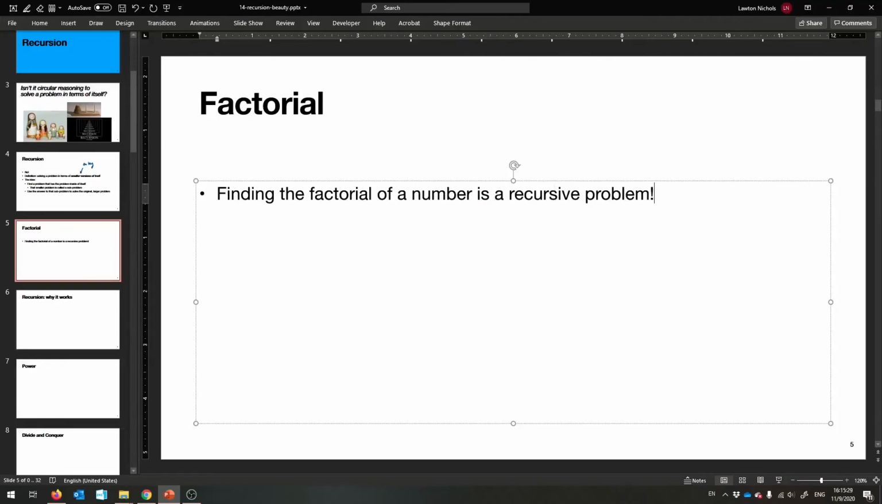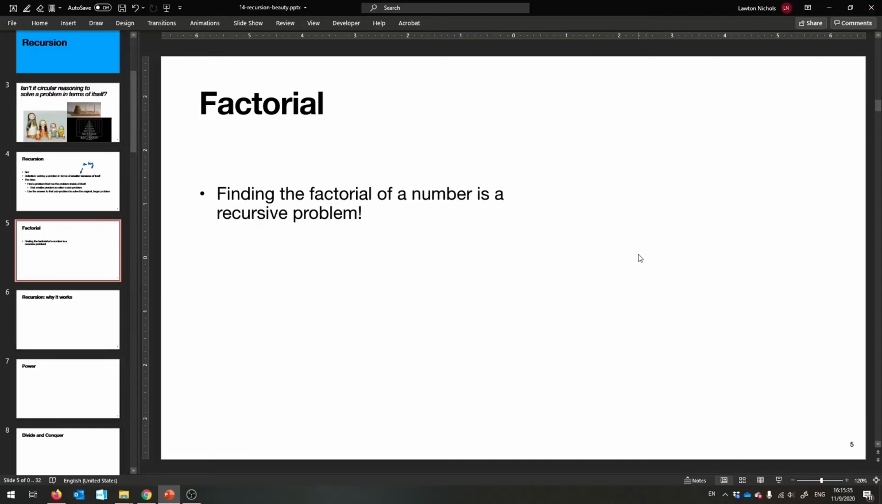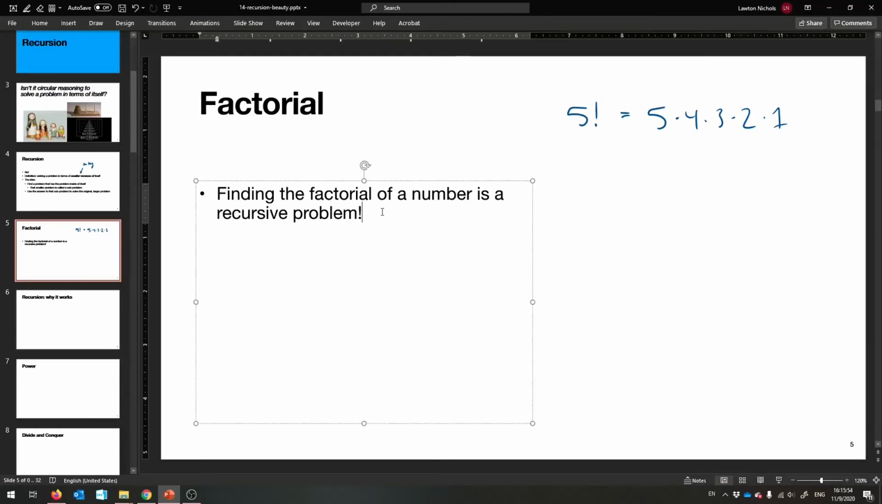Okay. I'm going to prove that to you. So let's find the factorial of the number 5. Do you remember how to do that? I think if you just remember the definition, that okay, 5 factorial is 5 times 4 times 3 times 2 times 1, right? Okay, so because I'm claiming that this is a recursive problem, you have to find it inside of itself.